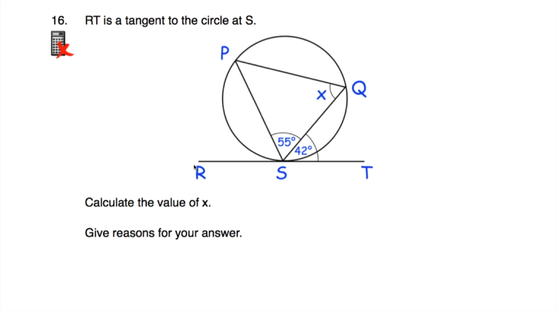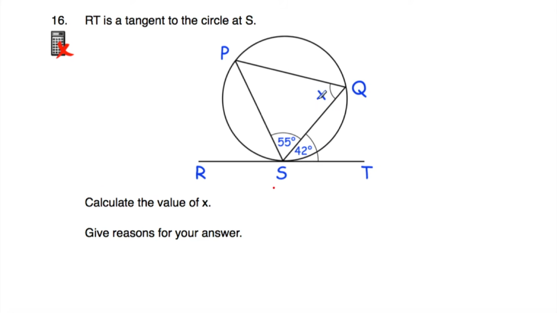So for question number 16, we're told that RT is a tangent to the circle at the point S. So this is our tangent, RT, at the point S. And we've been asked to work out the value of X. We want to find the size of this angle, and we've been asked to give reasons for our answer. So at each step, we're going to give a reason as we're going through.